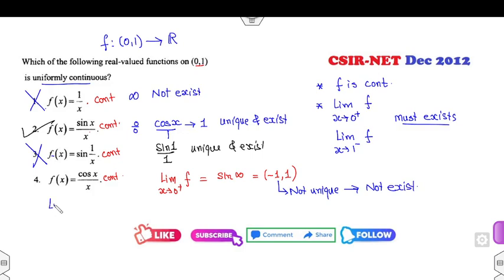Look at this case. If you take the limit as x approaches 0 positive, cos 0 will be 1, divided by x, that's infinity. So which does not exist. Therefore, the correct option of this problem is only B.